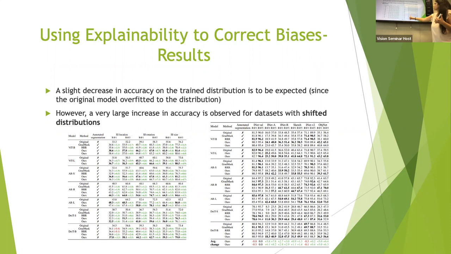And when you take into account other shifted distributions, such as ImageNet A, ImageNet R, Sketch, ObjectNet, and SI scores, you can see that there is a pretty big or significant increase in accuracy. For ImageNet A, for example, plus 5.8% in top 1 accuracy, plus 7.8% in top 5 accuracy. So really a slight decrease in the accuracy on the data set that the model was originally trained on, and a significant increase in accuracy for distribution shifts, as we would expect.